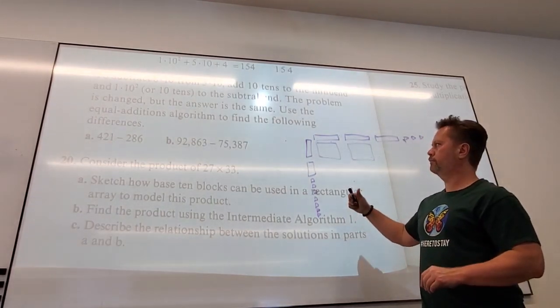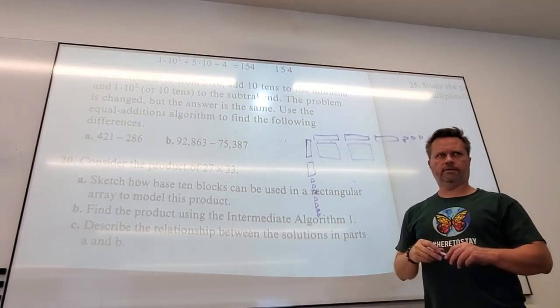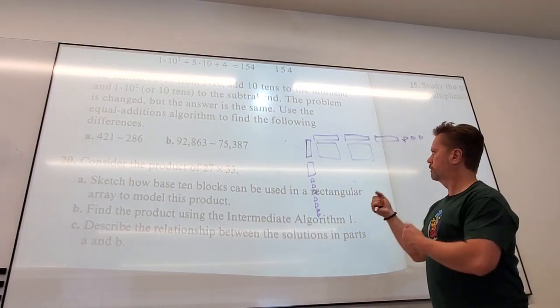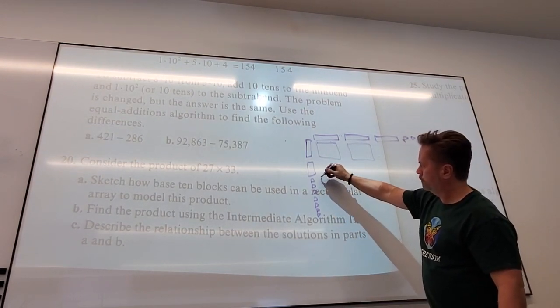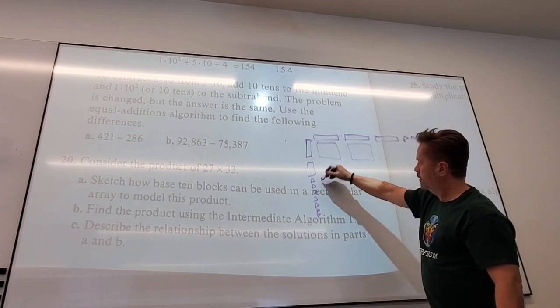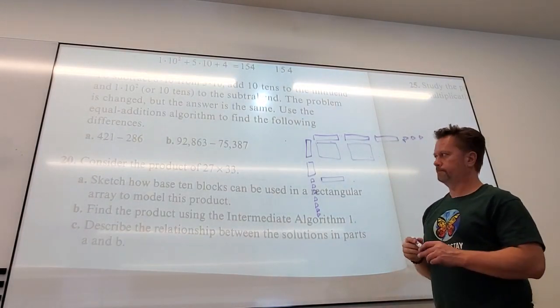This is a rectangular array method with base 10 pieces. Do you see that? So like here, it's got to be the same width there and the same length there. Okay.